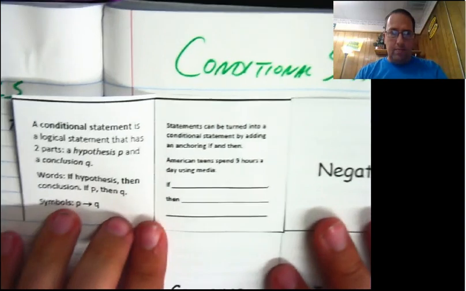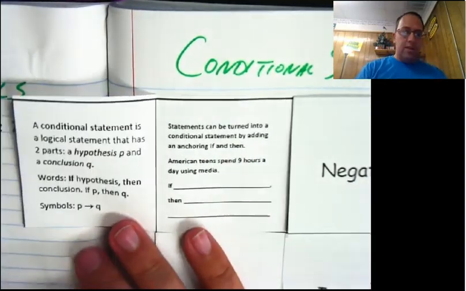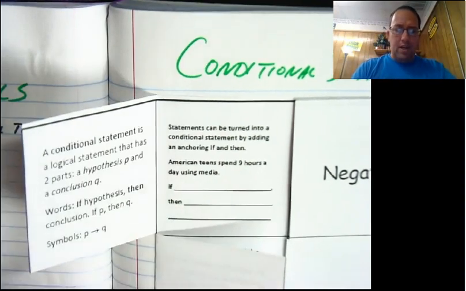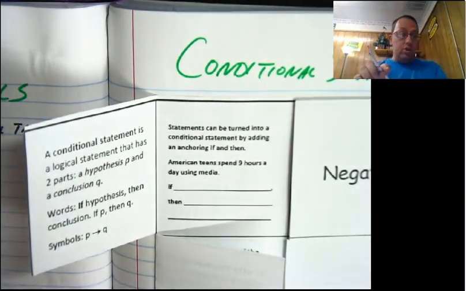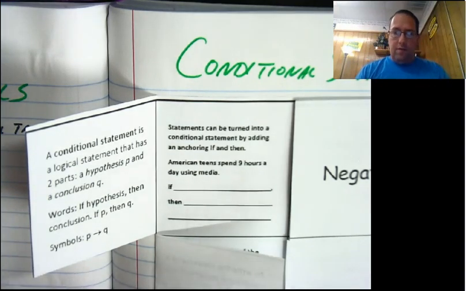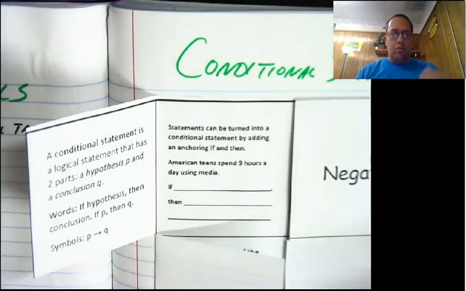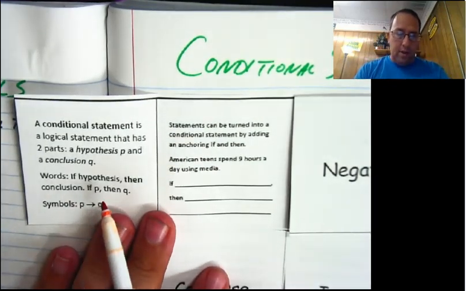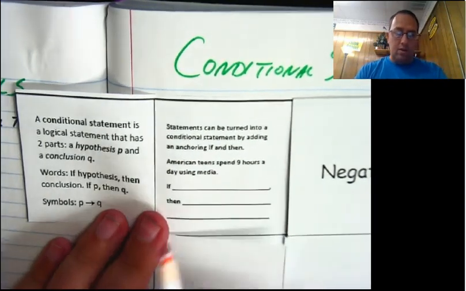So first thing we got, a conditional statement is a statement that has two parts. It has a hypothesis and a conclusion. Generally speaking, these will be written in if-then form, okay? On this condition, then that is true. So if this, then that, okay? And the way it's done is if the hypothesis, then the conclusion.